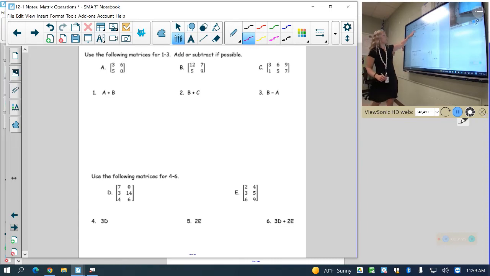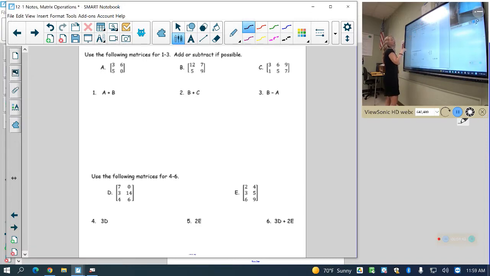Now use the following matrices in 1 through 3 to add or subtract if possible. So this is my 2 by 2 matrix that we call A, this is my 2 by 2 matrix that we call B, and this is my 2 by 3 matrix we call C. Now I'm going to perform these operations on those 3. So let's go ahead and try that.